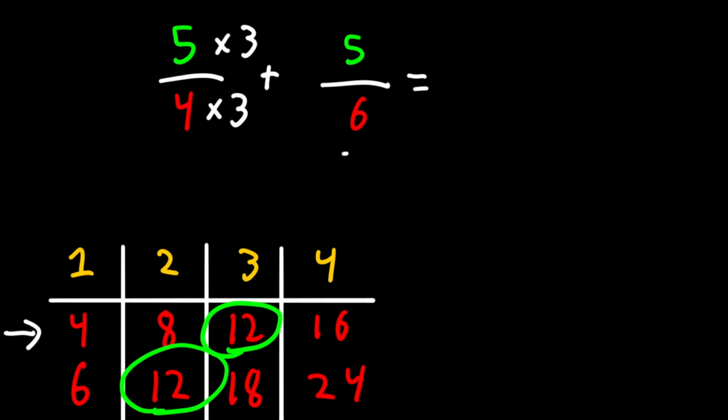Now let's take a look at the second fraction. The row with 6 in it has 12 that's correlated with the number 2. Notice how 12 is in the second column. So that means we're going to multiply it by 2. And whenever we multiply the denominator, we have to multiply the numerator. So keep that in mind.